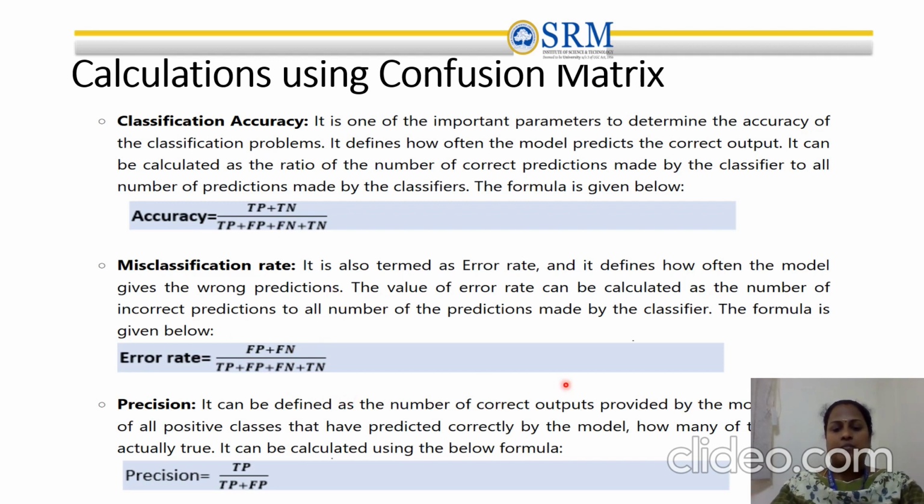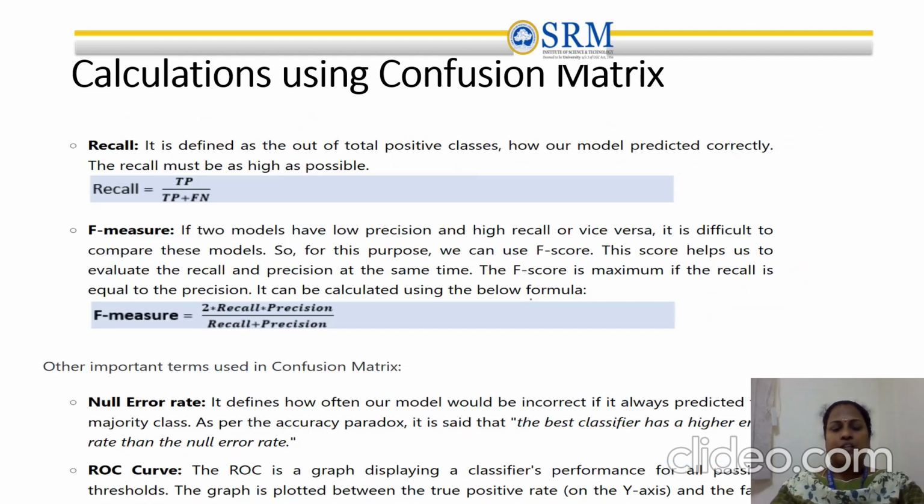Precision can be defined as the number of correct outputs provided by the machine learning model out of all the positive cases predicted by the model. It can be calculated using the formula precision equals true positive divided by true positive plus false positive. The next metric used for performance analysis is recall, which is, out of the total positive cases, how many our model predicted correctly. Recall can be measured using the formula TP divided by TP plus false negative.